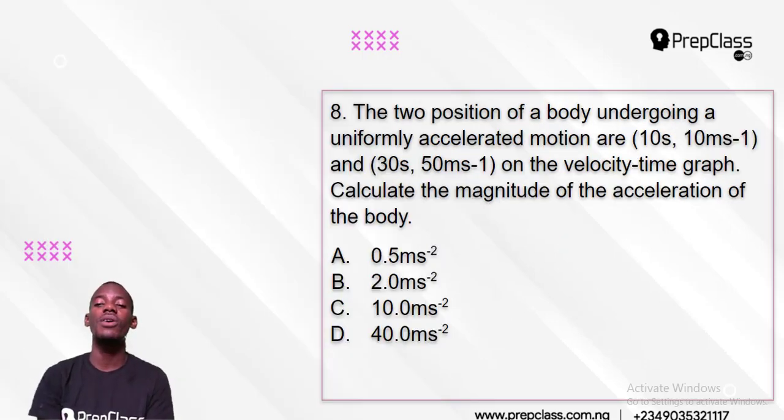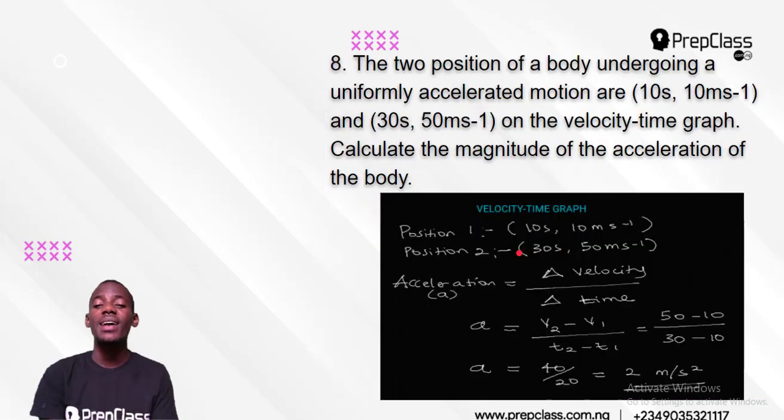The position of a body undergoing a uniform acceleration motion was at 10 seconds, 10 meters per second, and 30 seconds at 50 meters per second on the velocity time graph. Calculate the magnitude of the acceleration. Whenever they say acceleration, you know acceleration generally is velocity over time. This is very easy. That means change in velocity over change in time.